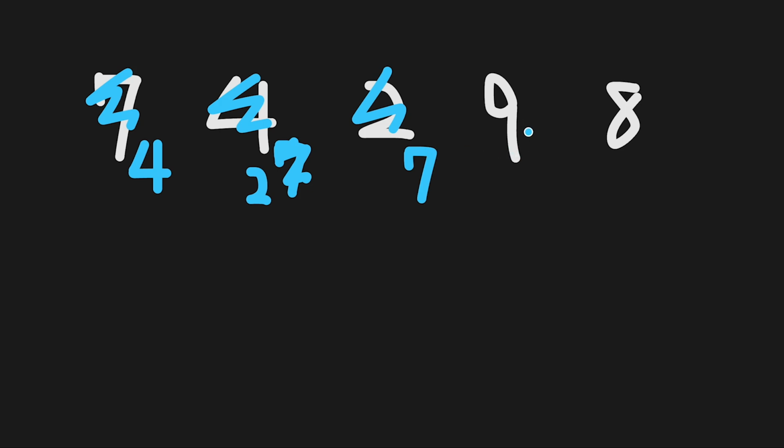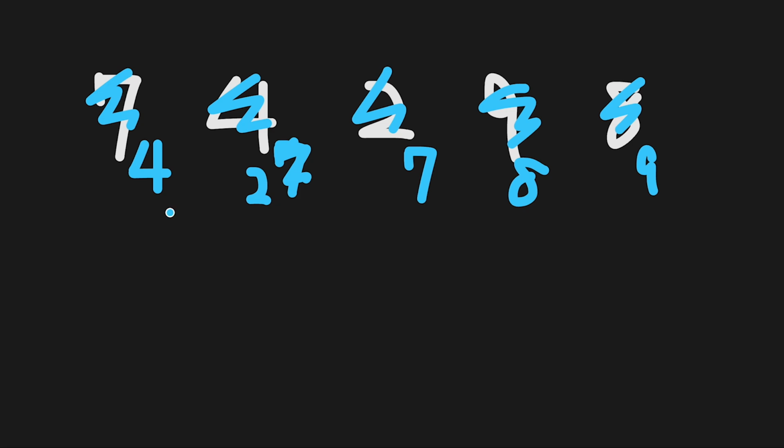And then next, compare index 3 and index 4. The first number is greater than the second number. In that case, we swap the numbers. So index 3 is 8, index 4 is 9. So this is the first iteration.